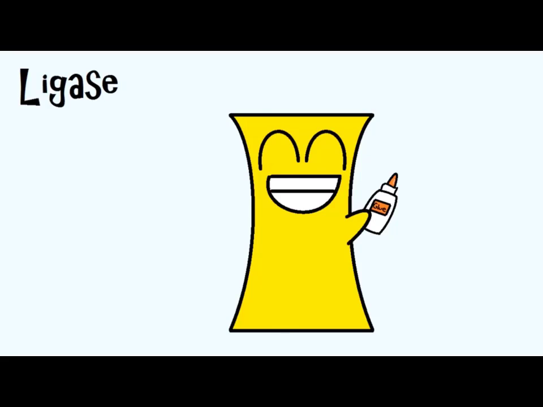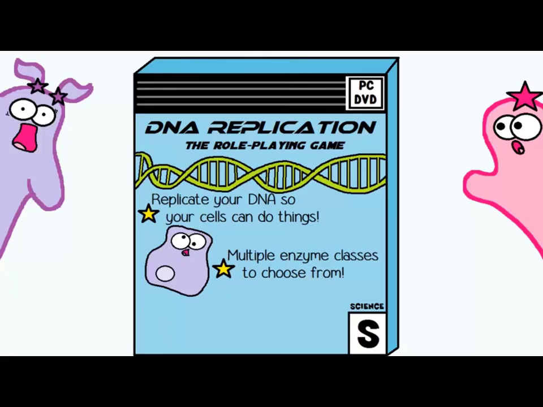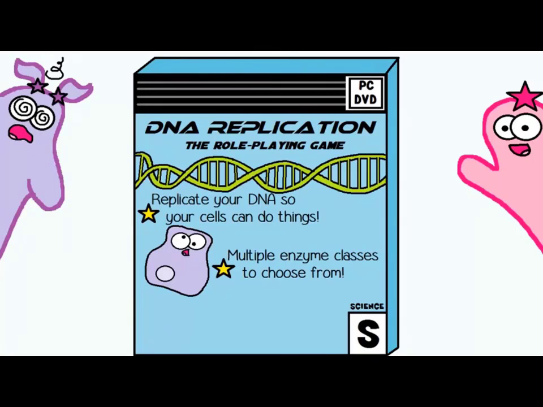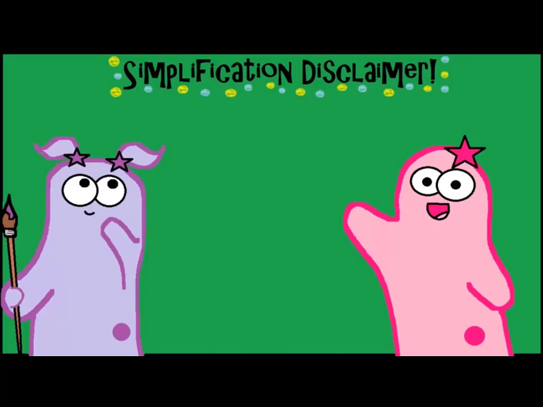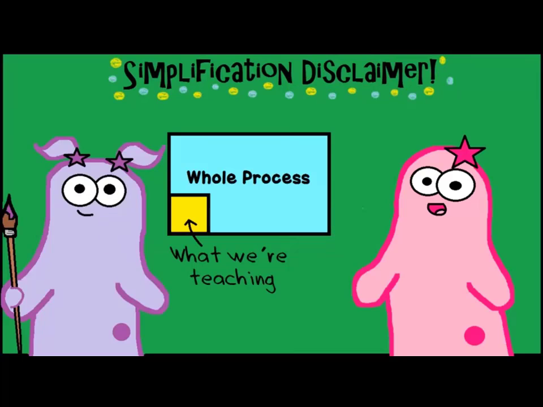Ligase, the gluer. It helps glue DNA fragments together. More about why you would need that a little later. Now don't feel overwhelmed. We'll go over this sequence in order. Please keep in mind that like all of our videos, we tend to give the big picture, but there is always more detail to every biological process we cover. That's really true for DNA replication.